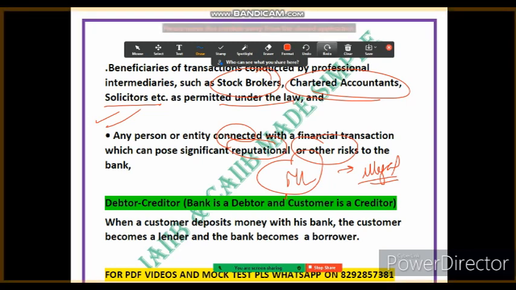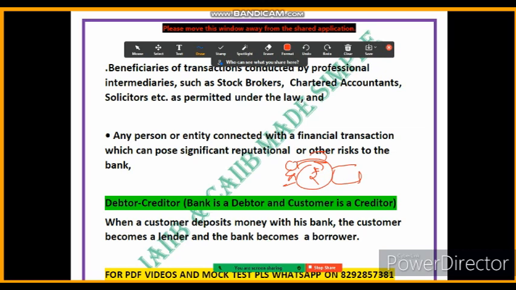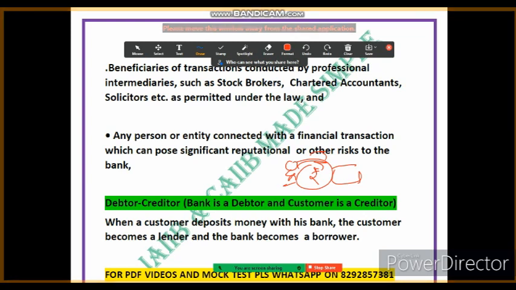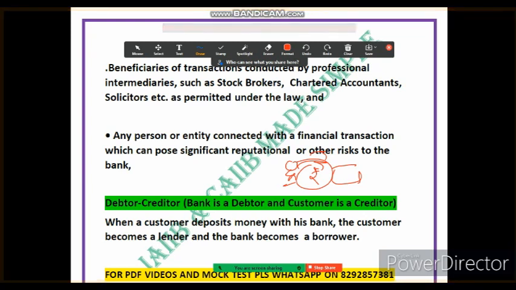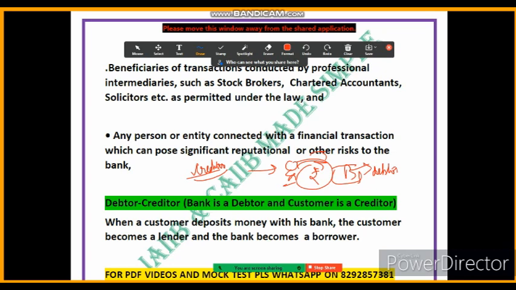Now the next point that we have to study is the debtor-creditor relationship. So friends, when a customer deposits money with a bank, what does he do? He goes to a bank and deposits some money. The debtor-creditor relationship is established between the bank and the customer. When you deposit money in your bank account, you are lending money to the bank. The bank owes you the amount you deposited and is obliged to repay you upon request. In this scenario, you are the creditor, because the bank owes you the deposited amount, and the bank is the debtor because it owes you that money.